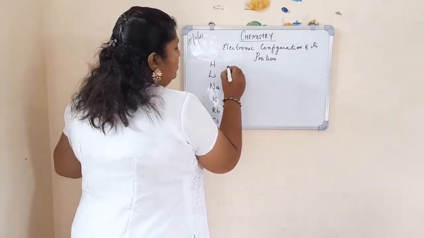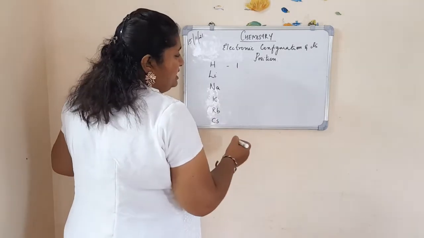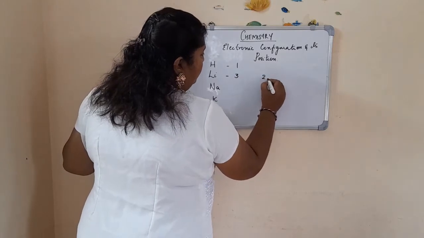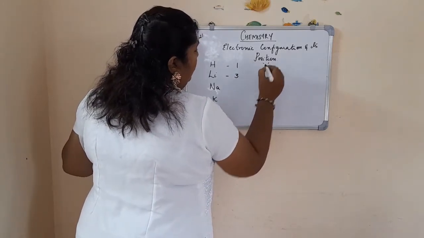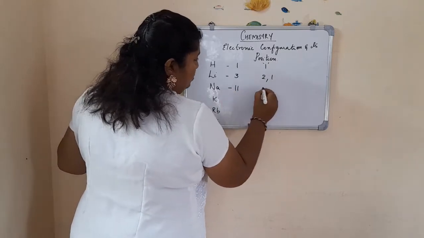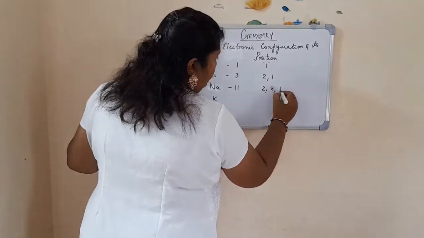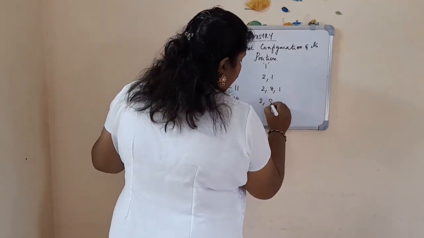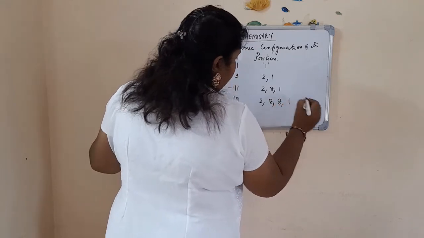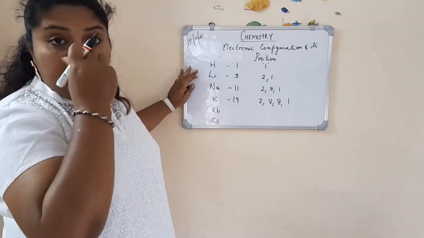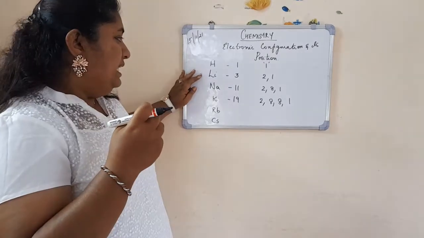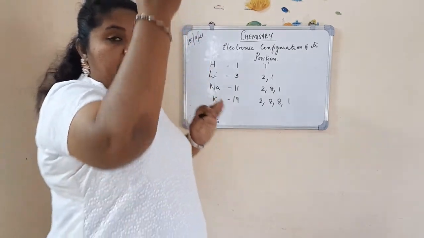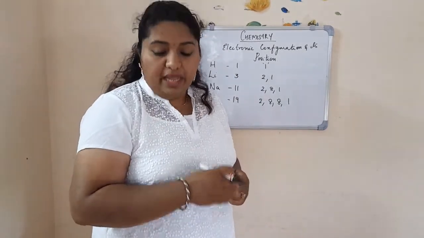As you all know, the atomic number of hydrogen is 1. Lithium is 3, so its electronic configuration will be 2, 1. Here it is 1. Sodium is 11, so we write it as 2, 8, 1. Potassium is 19, which is 2, 8, 8, 1. I think the atomic numbers of these elements, lithium, sodium, potassium, are familiar to you. Then comes rubidium and cesium, which are placed on the left hand side of the periodic table.